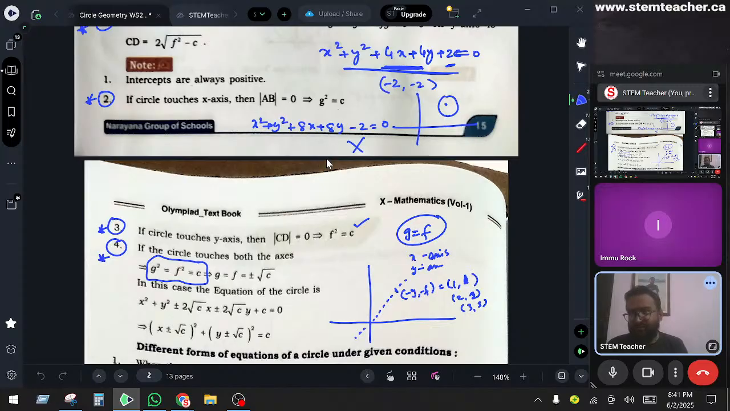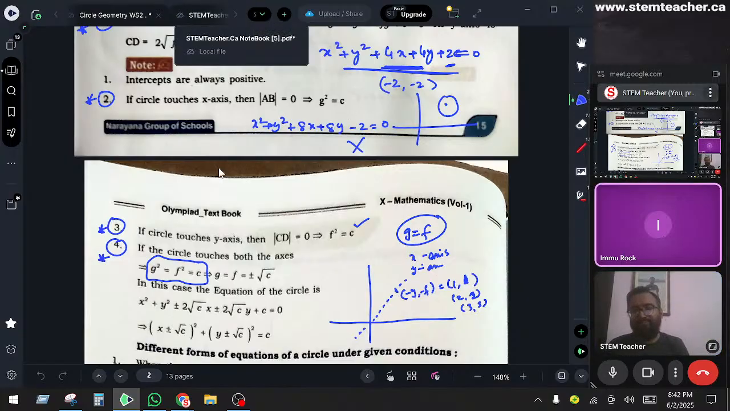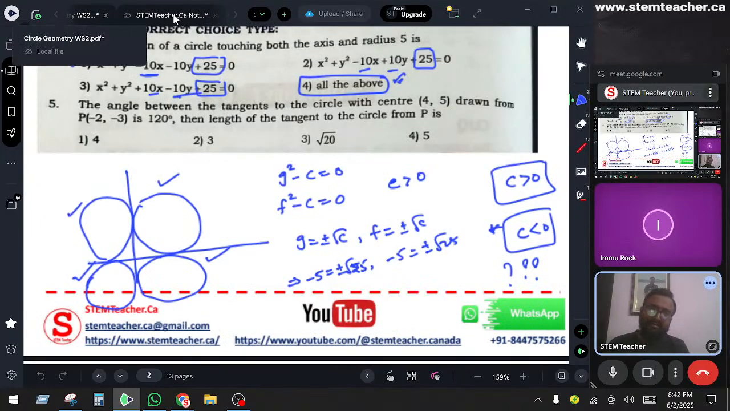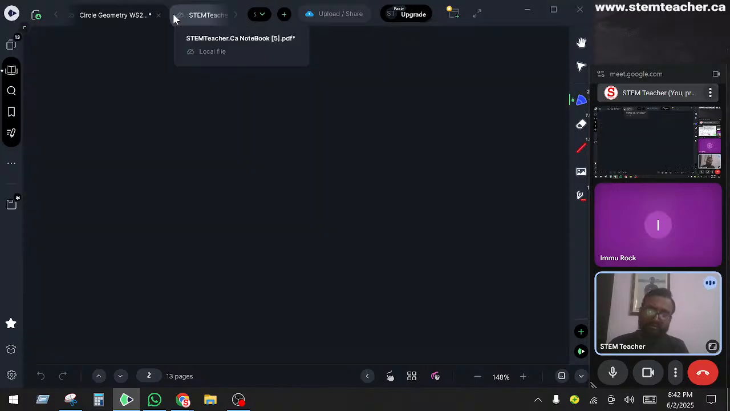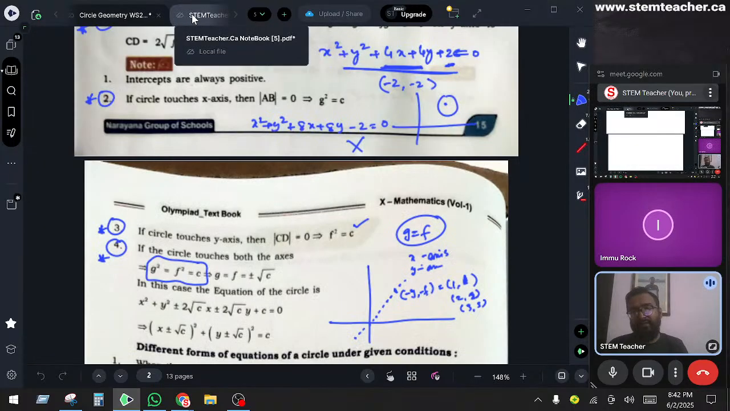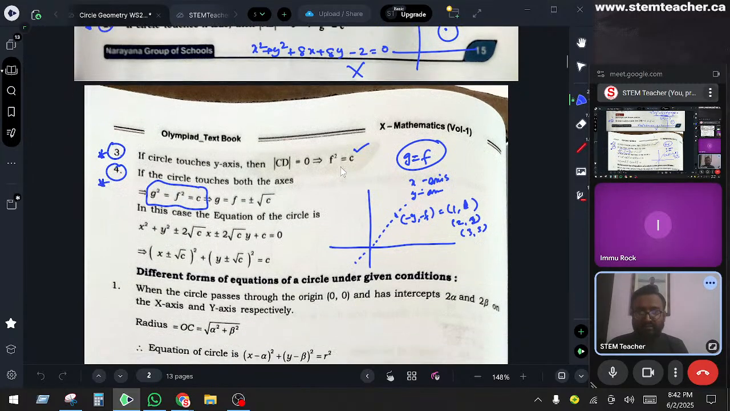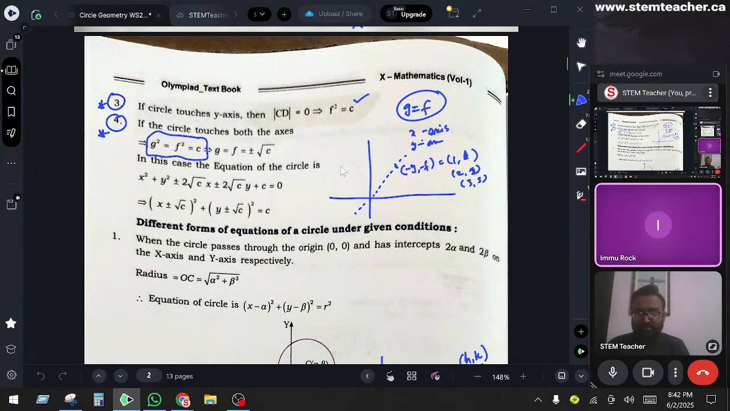If the circle touches the x-axis, G square equals C, which means C is positive. If C is not positive, it will not touch. That is the logic. If C is positive and equal to G square, then it genuinely touches.